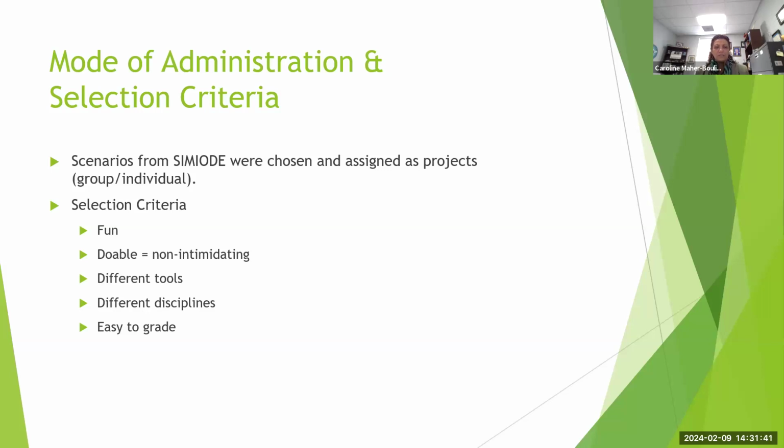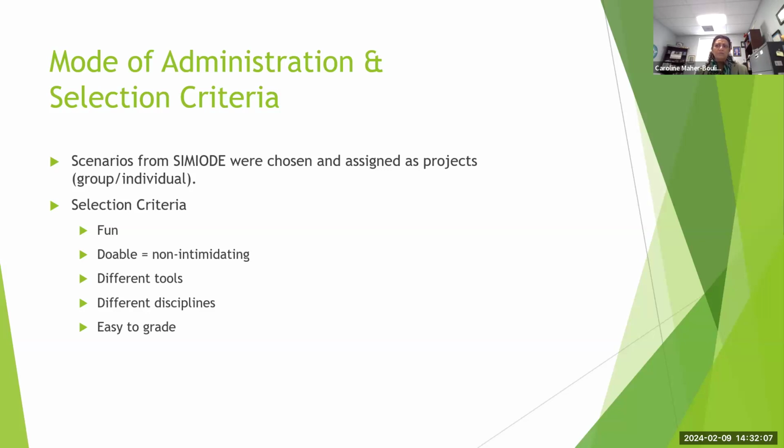So I assigned these scenarios from SIMIODE as projects in the course. They were not done in the classroom, but in the course. I will give the students a week to work on the project, and I would talk a little bit about the project, kind of give them an introduction of what the project is about and what they're expected to do. And for 2 of the 3, they actually have to do an activity and collect data. You'll see that in a minute.